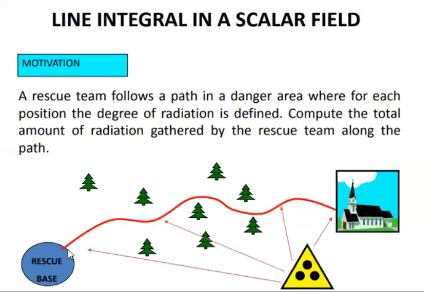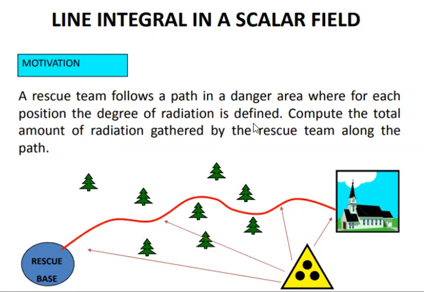This is a given two-dimensional path; let's assume any dimension for this one. We know the equation of this two-dimensional path. And the radiation function, which is a scalar function, so you can find the radiation at any point in this plane. At different points you have different radiation.